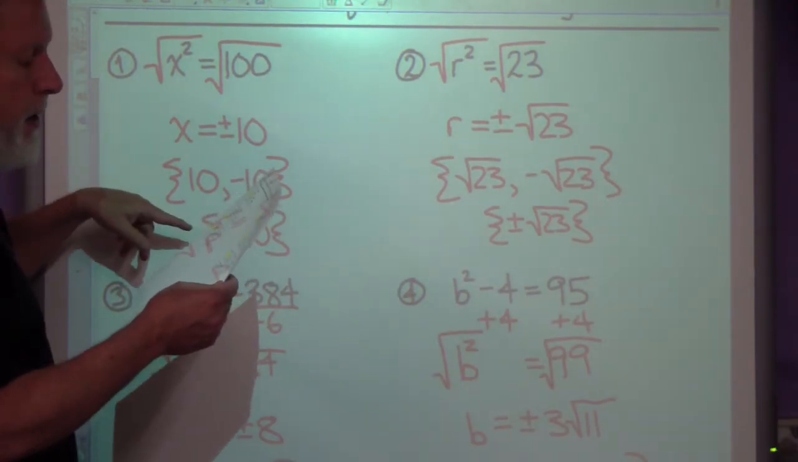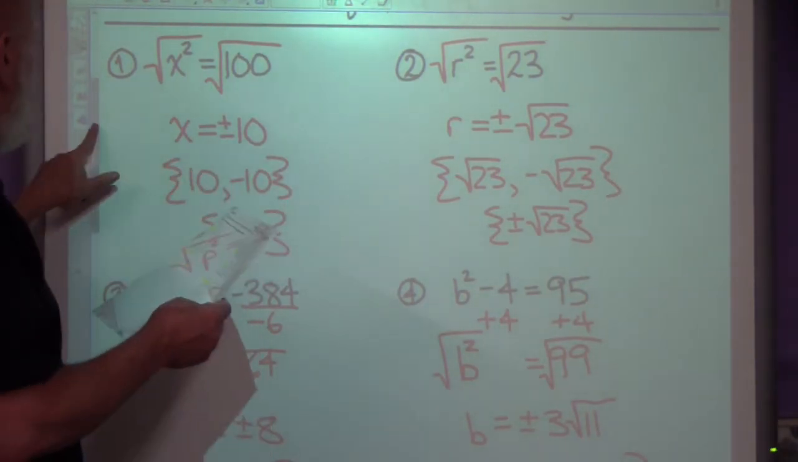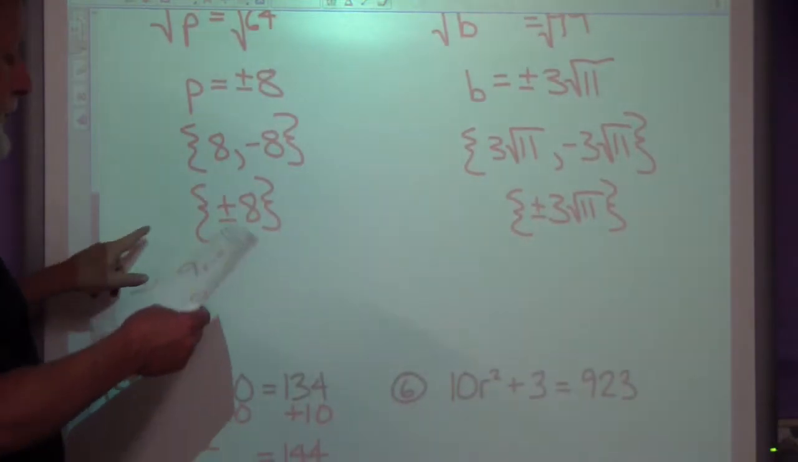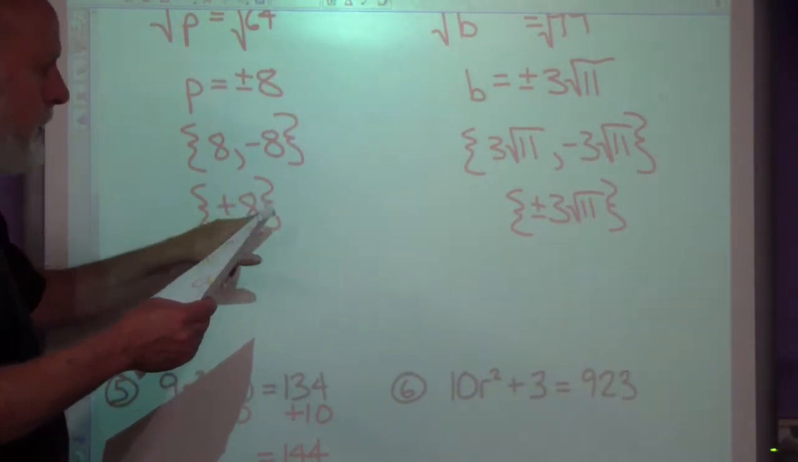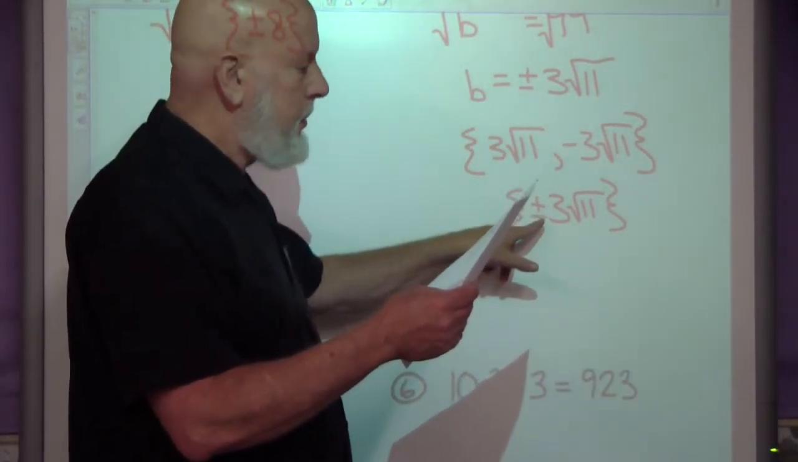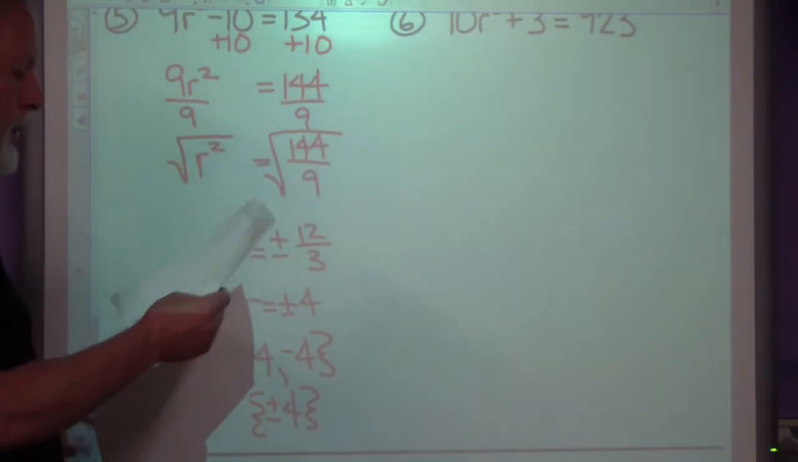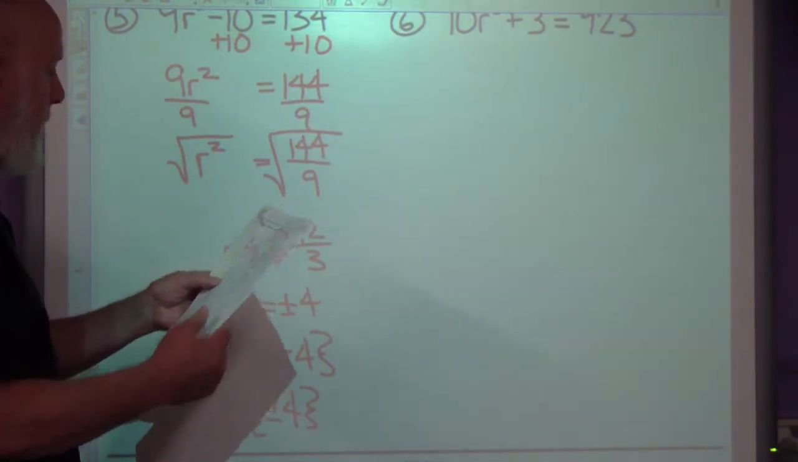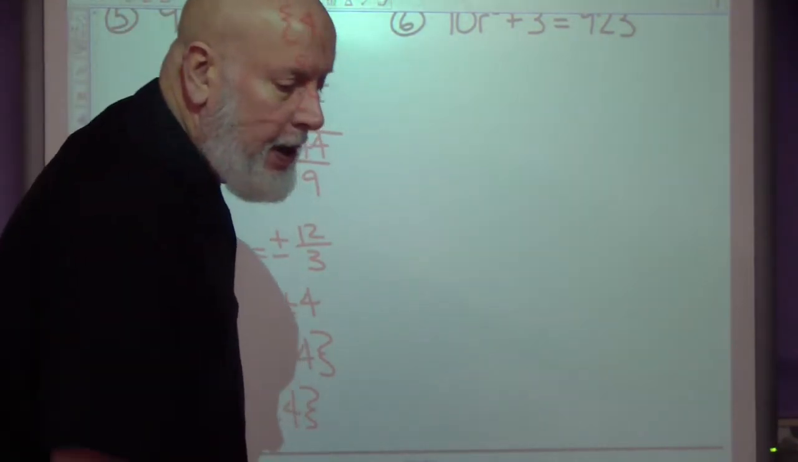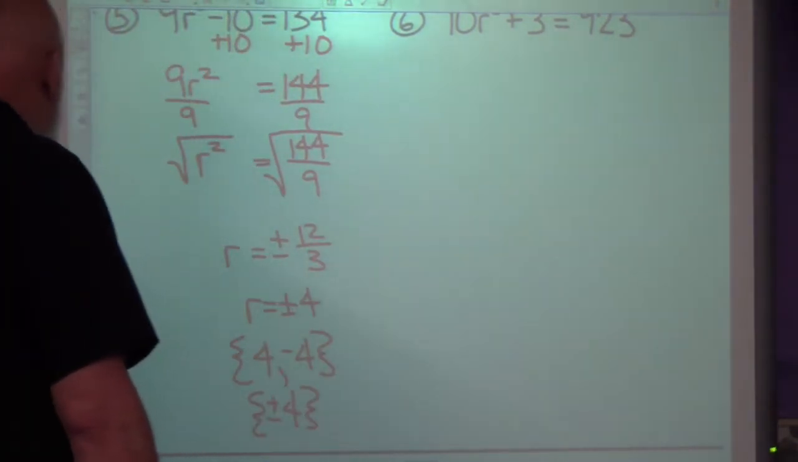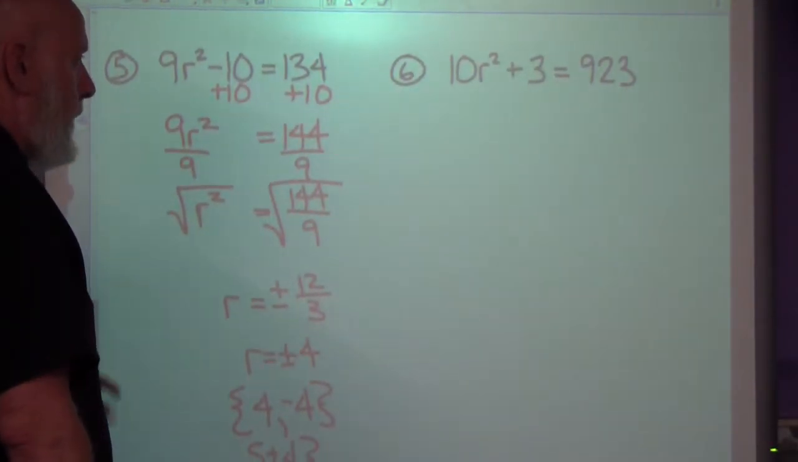Plus or minus 10, plus or minus radical 23, plus or minus 8, plus or minus 3 radical 11, yay. And plus or minus 4, yay. So far I haven't made any mistakes. That's good. I'm on a roll.